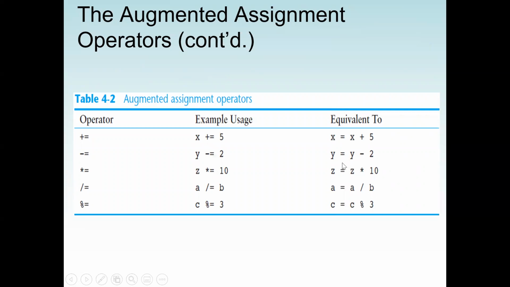Now, instead of saying y equal to y minus 2, I can say y minus equal 2. And z times equal 10 is saying z equal to z times 10. a divided equal b is saying that a equal to a divided by b. c modulus equal 3 is saying c equal to c modulus 3.